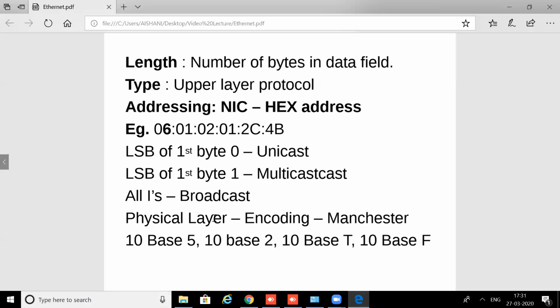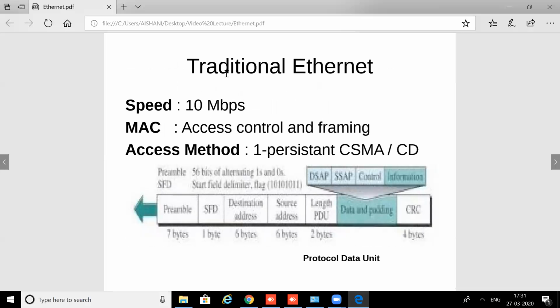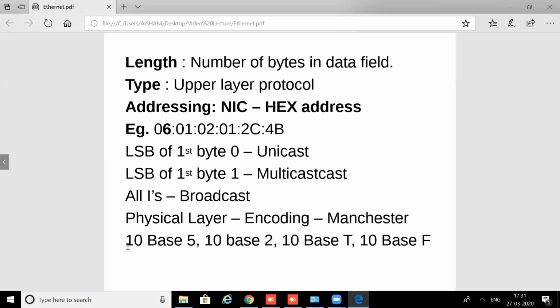First is 10Base5. The 10 means this traditional Ethernet, or standard Ethernet, deals with 10 Mbps speed. Base means baseband. There are two types of channels: baseband and broadband. And 5 means 500 meters, the distance allowed in this type of cable. After that, if we want to extend our network, we have to use a repeater.